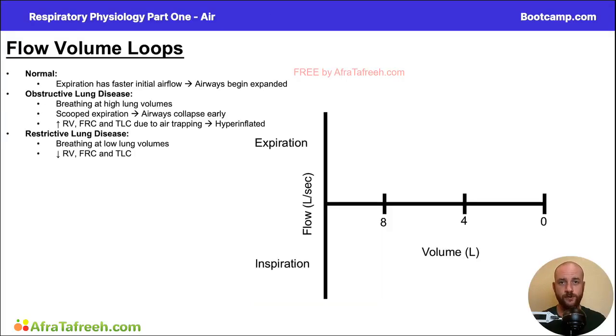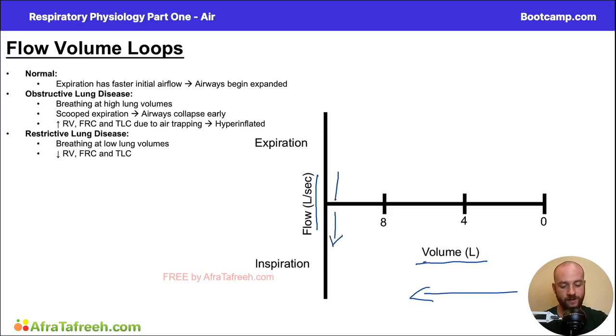Today in pulmonology, we're going to be going over flow volume loops. Flow volume loops are always presented on a graph like this. We have volume in liters on the x-axis, and the volume is going to increase from right to left. We also have flow on the y-axis in liters per second. If you are below this middle line, we are talking about inspiration, and if we are above this middle line, we are talking about expiration.